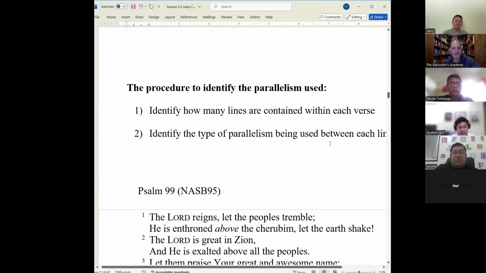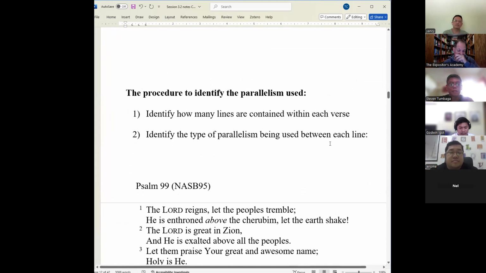All right, so with that reviewed, let's dive into our example from Psalm 99. Remember, I'll have you combine these steps. When you do the assignment, you're going to do it in two steps. You're going to identify how many lines are in the verse, and then the type of parallelism used between each line.